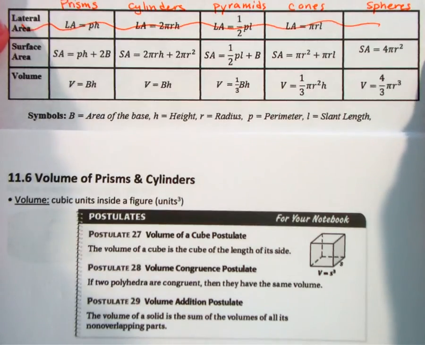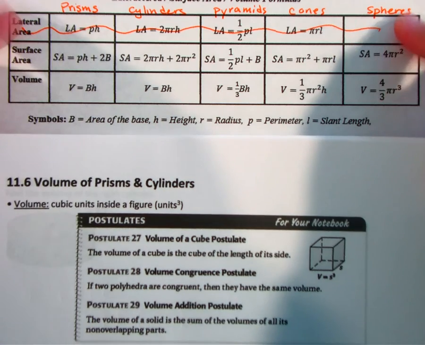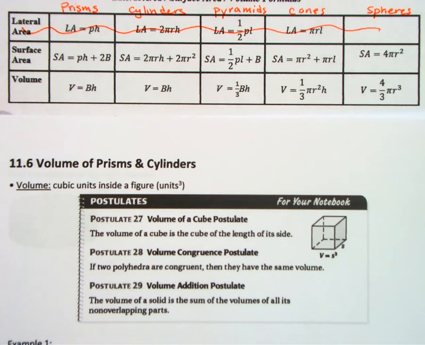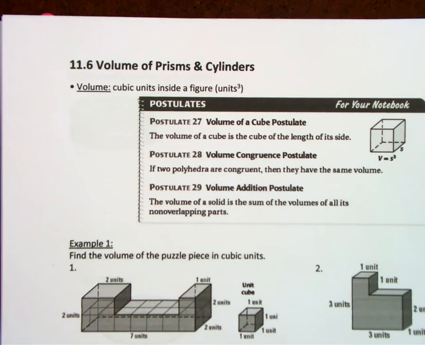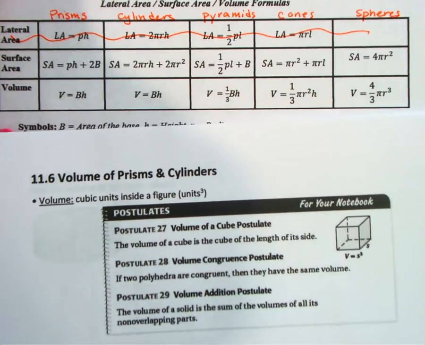Okay, so moving on to volume of prisms and cylinders. At the top here, you'll see I've got the formula sheet underneath the packet. The packet just looks like this. This is the top corner of the notes page, and then I slid the volume formulas underneath.